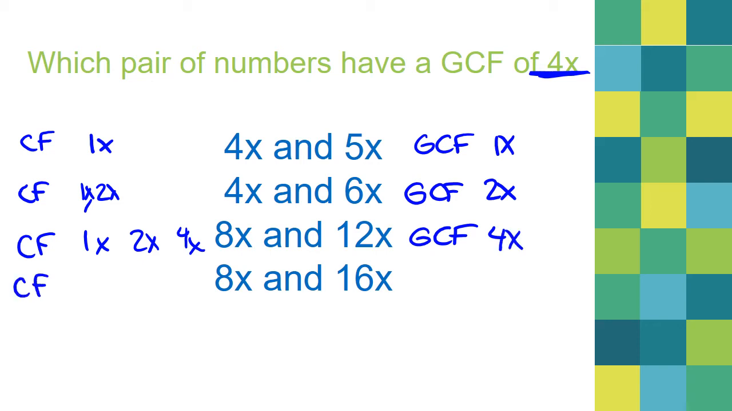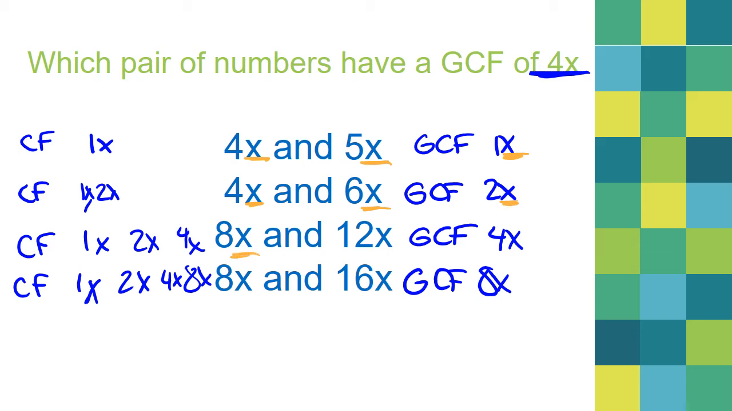Common factors here again, 1, 2, 4, and 8. But because they both have x's, I can divide an x out. But the greatest common factor would be an 8x. So all I'm stressing here is that if you have a like variable, that needs to be part of your GCF. Okay, so in this case, again, my greatest common factor of 4x would be that third set of numbers.